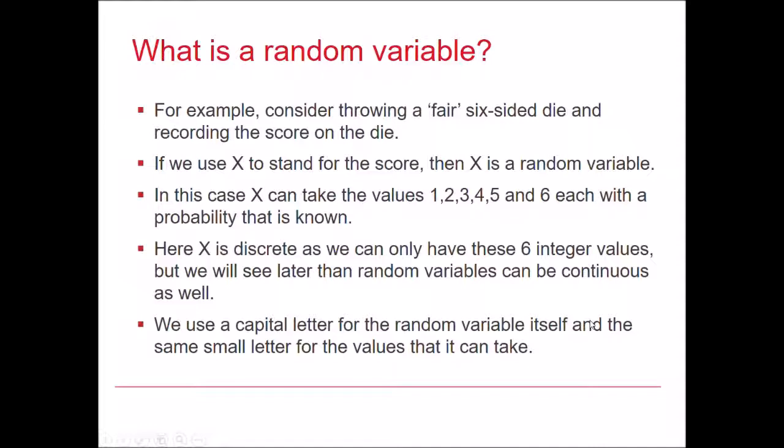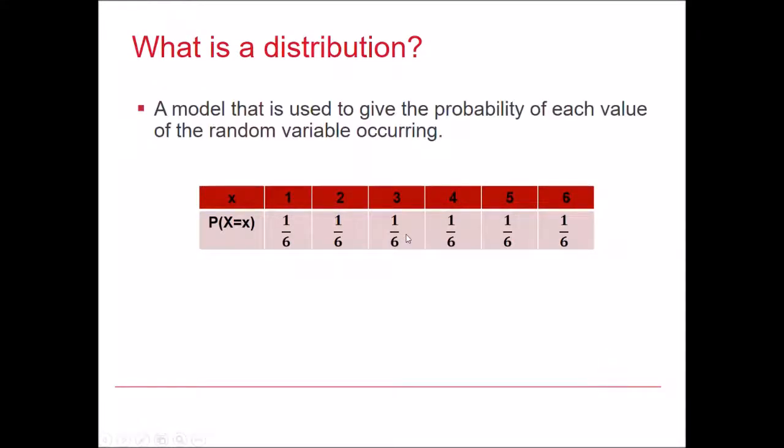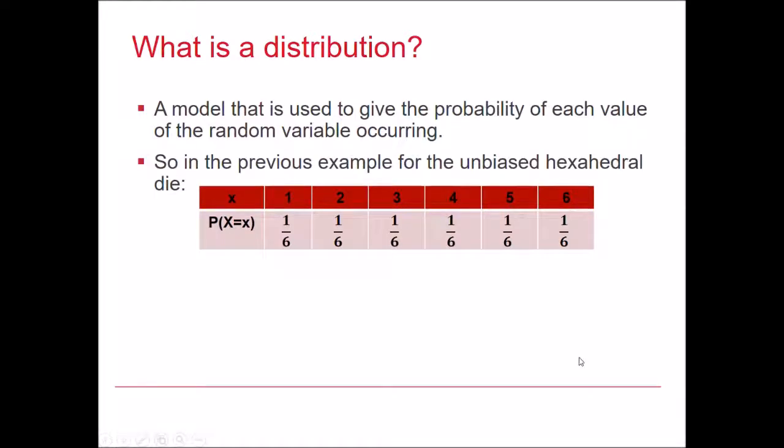As I said earlier, we use a capital letter for the random variable itself and then the same small letter for the values it can take. So lowercase x would be 1, 2, 3, 4, 5 and 6. When we talk about a probability distribution, we talk about a model that is used to give the probability of each value of the random variable occurring. So this table in the middle here represents the probability distribution for the previous example of rolling a fair six-sided die, where each outcome is listed and next to it is its associated probability. This would be considered the probability distribution of X.